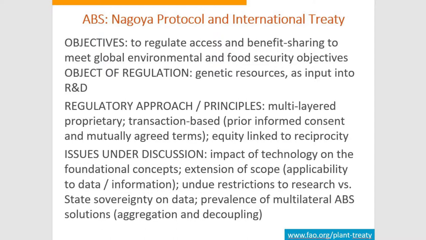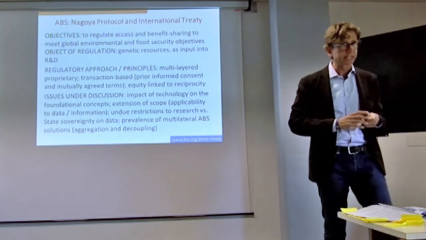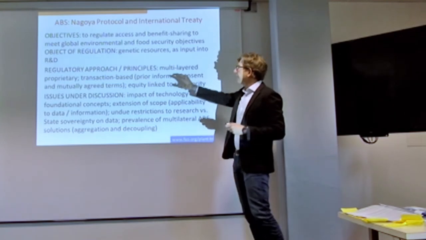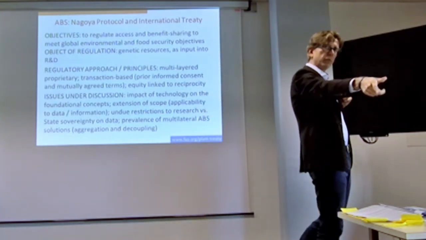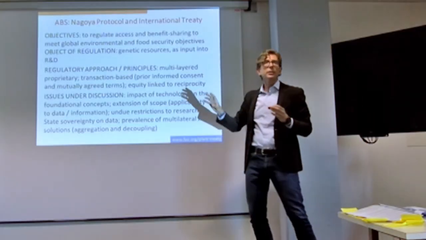By regulating the resource through different stacks of property, we'll have time to get into the details. But in general, there is the idea that there is state sovereignty, there is ownership, and there is a certain exercise of this ownership that brings fairness. Prior informed consent and mutually agreed terms. It's still transaction based. So I'll give you this resource, you give me something back. If you commercialize a product that contains this genetic resource that I'm transferring to you, you owe me money based on the success of your commercial product. So this idea of equity linked to reciprocity.